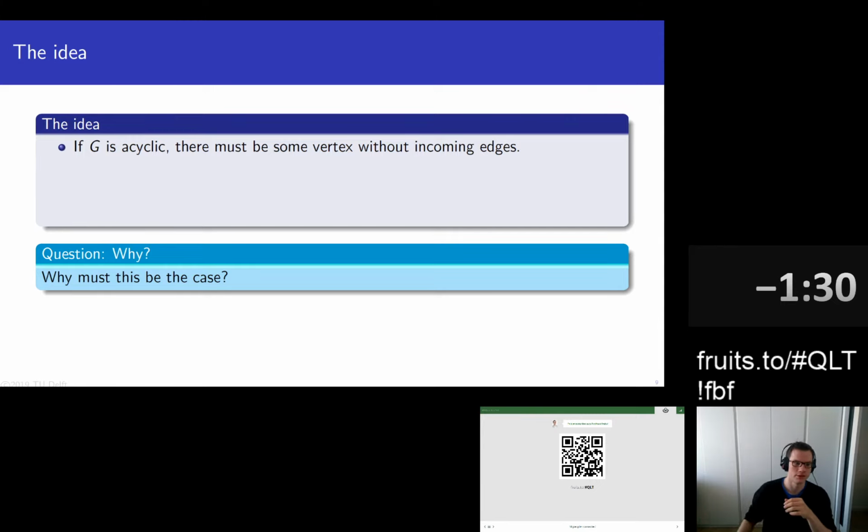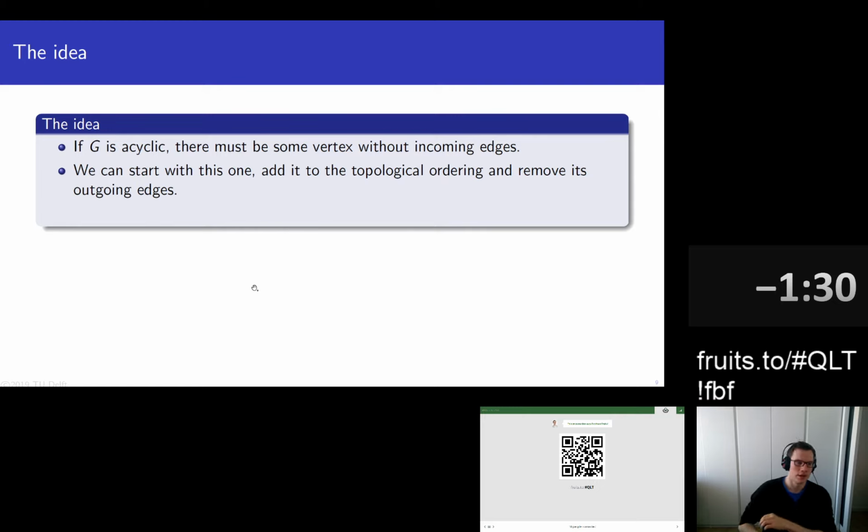And now indeed, as you all mentioned, we have to start somewhere, we need to have an initial vertex. Exactly, so this is going to be our initial vertex. We can start with that one vertex that does not have incoming edges. We put that in our topological ordering, and now we remove all its outgoing edges. Which means that now we have created another vertex without incoming edges. So we can repeat this procedure.